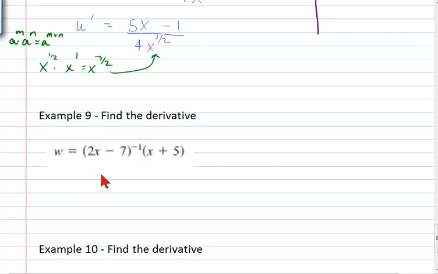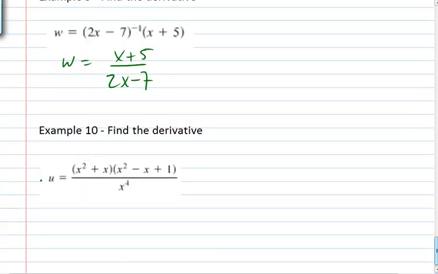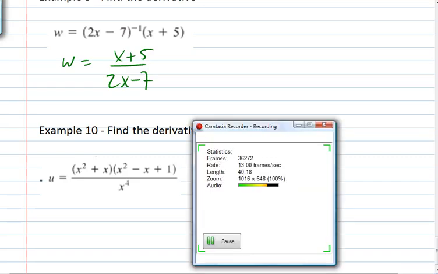By the way, quickly on number 9, get rid of that negative exponent. You want to rewrite this as w equals x plus 5 over 2x minus 7. Then it's an easy derivative. Right here, it's a product rule within a quotient rule, but you'll have the opportunity to ask homework questions. So we're done today. Do you need the product rule first?